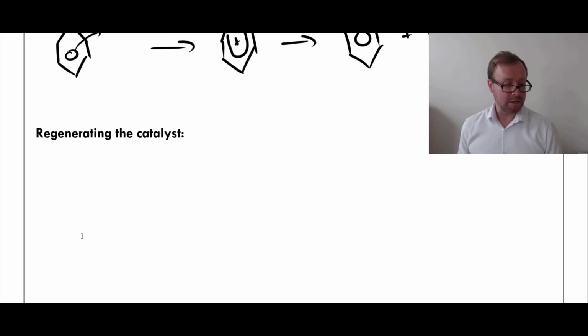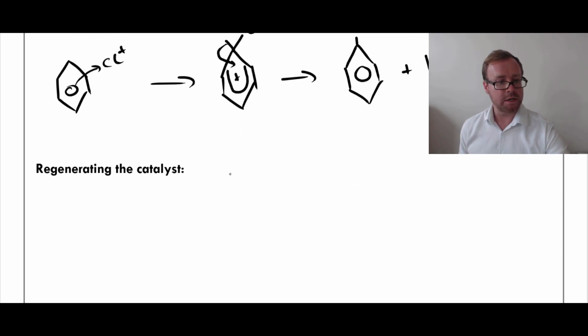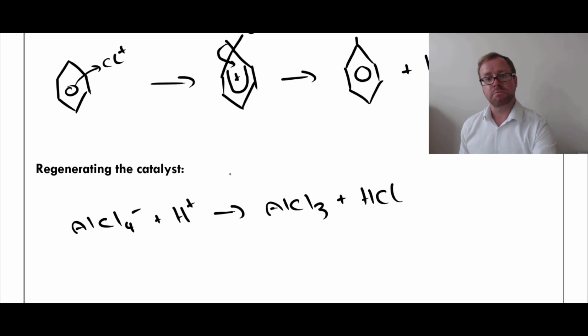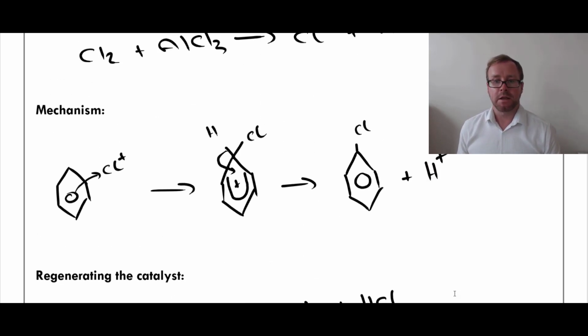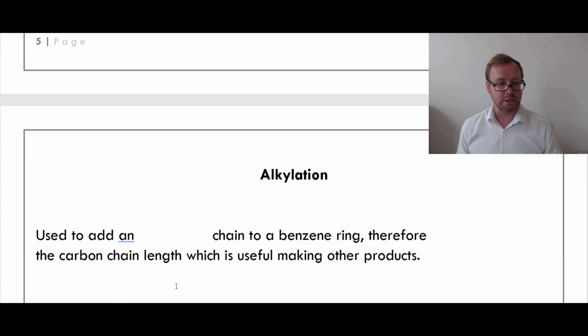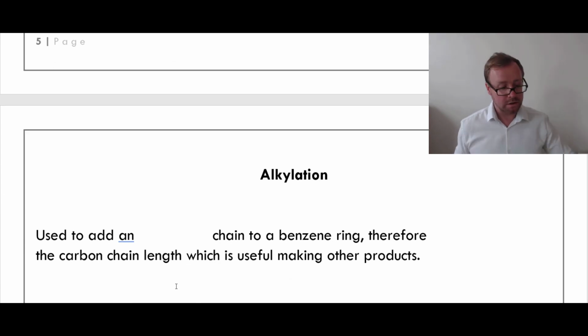How do you think we regenerate the catalyst? Well, we have this H plus left over. We've produced AlCl4-, so AlCl4- plus H+ produces AlCl3. So it hasn't been used up in the reaction, and we've produced our HCl, which we can see in our overall equation up here. Okay, so that's halogenation. Okay, alkylation. So moving on.